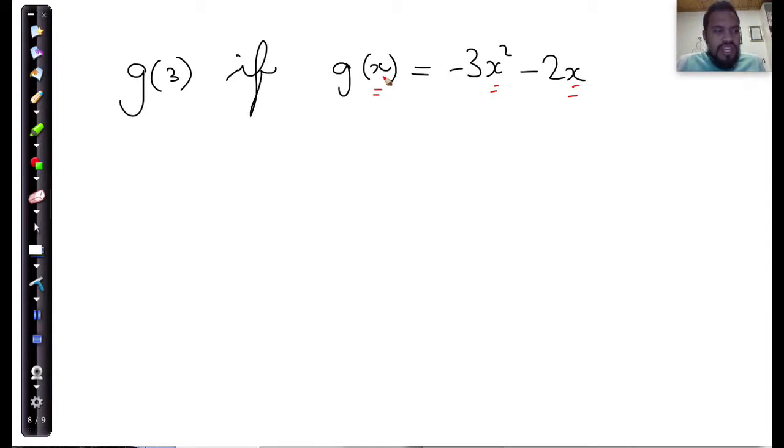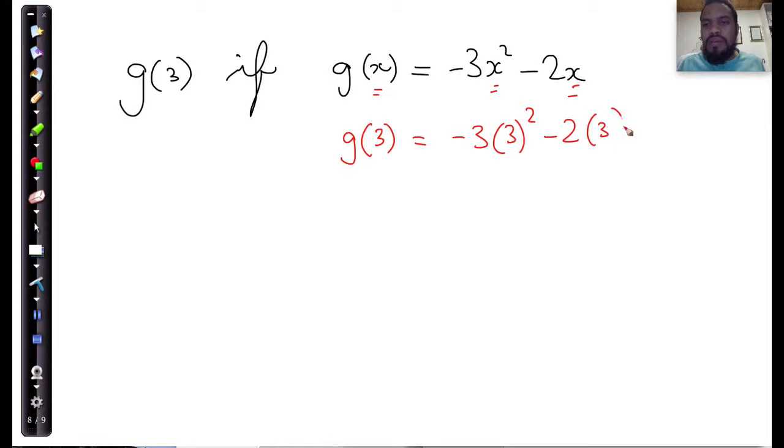Sometimes I call it g, sometimes I call it f, sometimes I call it e, sometimes I call it d, sometimes I call it a, whatever it may be. All I'm saying is that g, or function little g, is a function of x. It means I throw in an x of a specific value and I'm going to get out a g of x value. So what is this going to be? Well, g of 3 is equal to negative 3 multiplied by 3 all squared minus 2 multiplied by 3.